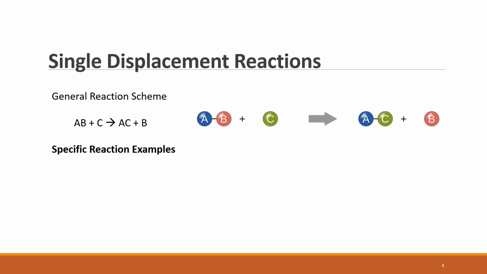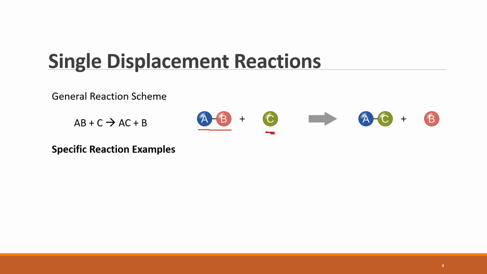Single displacement reactions are next. They are sometimes referred to as single replacement instead of displacement, so just know those terms are interchangeable, replacement and displacement. So the general reaction scheme for these, as you'll see below, we have one compound. So here we know it's a compound because we have atom A with a bond to atom B.